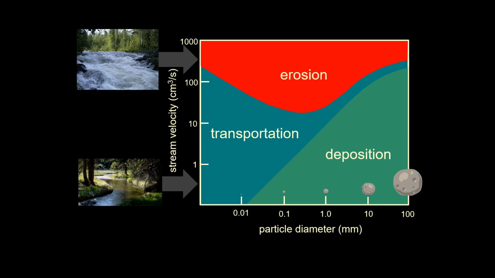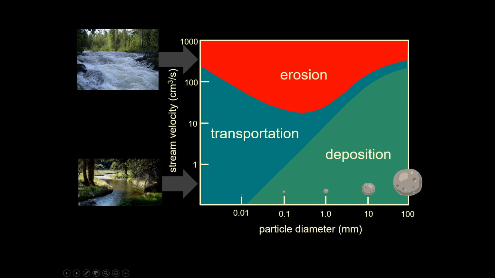So here we see a relationship in this graph between particle diameter, referring to particle size in millimeters, and stream velocity along the other axis, the y-axis. And we see that when stream velocity is very high, just about everything is moved. So erosion is taking place, materials are picked up and carried away.